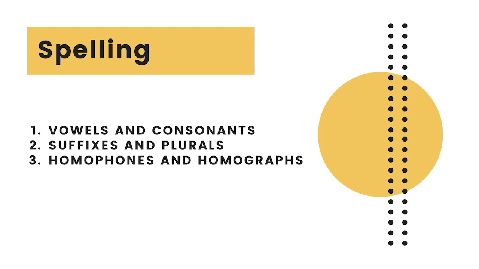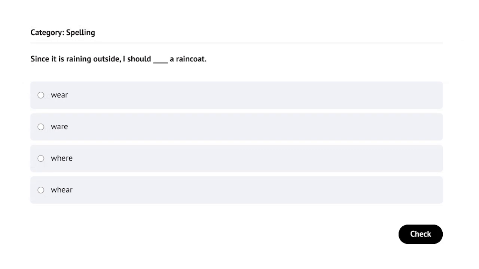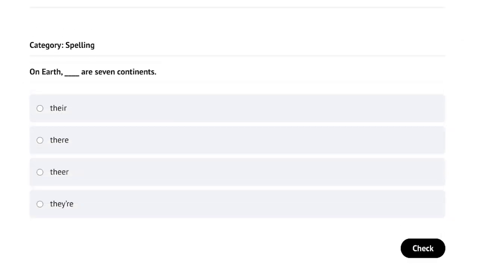We just talked about homophones and homographs. So homophones are words that sound the same but have a different meaning, and homographs are words that are spelled the same but have a different meaning. So know the definitions of those, know some examples, kind of how that works, because you will see some things around that on the test.